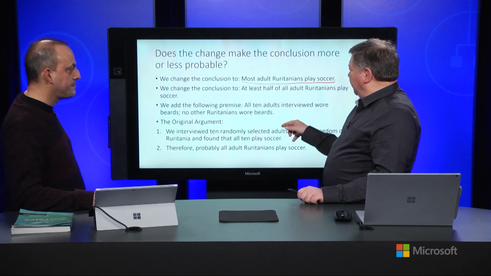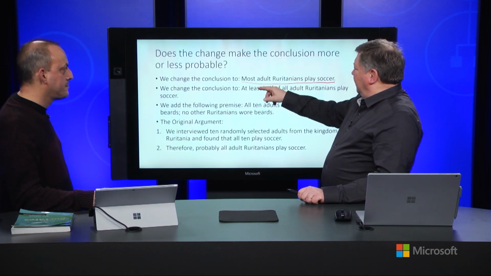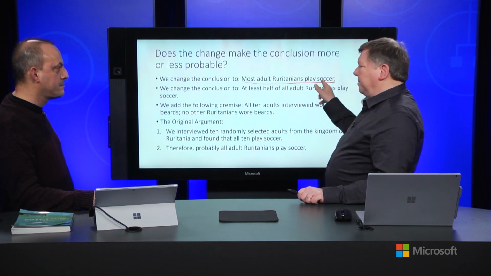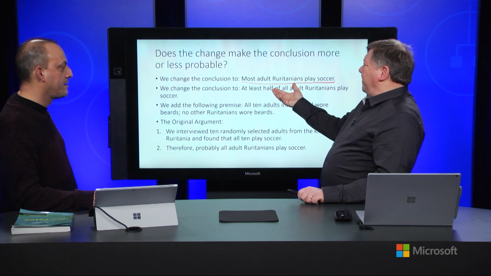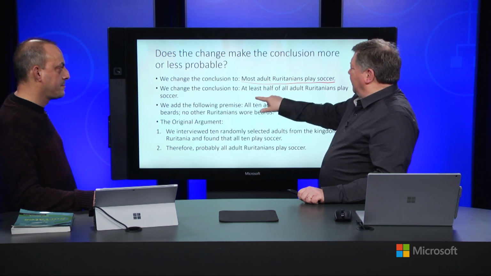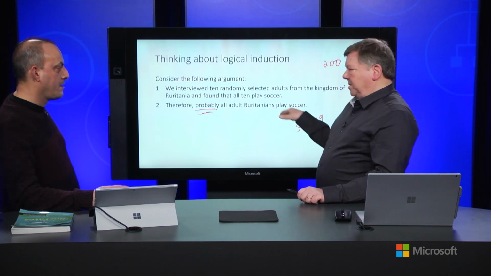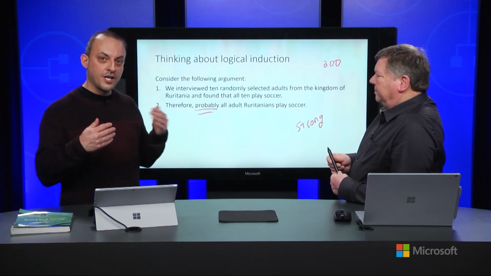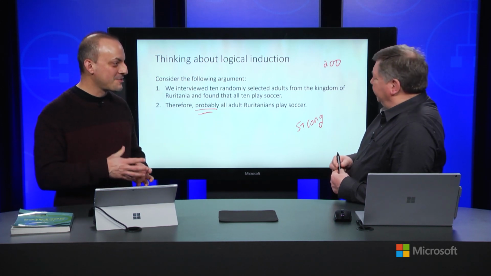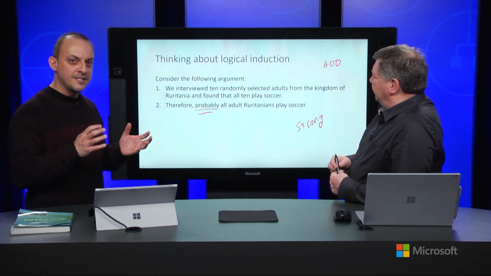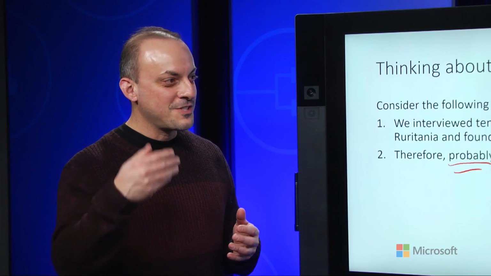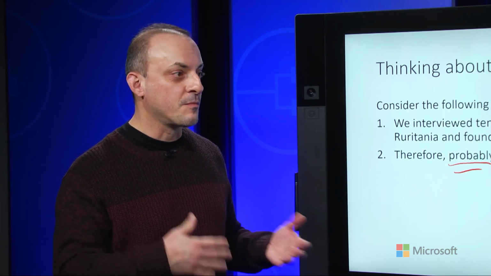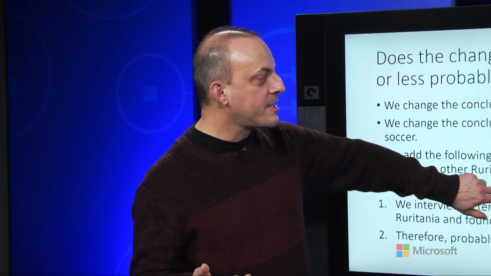But in this case, if one adult Ruritanian doesn't play soccer, it's still true that most of them do. So we have more chance that this is true based on the evidence than that is true. That more chance means that the argument is stronger. It's a stronger inductive argument, even though it might seem intuitively opposite. You see a weaker phrase, a weaker term, and you automatically think that the argument is weaker, but that's not how it works. The weaker term actually makes the argument stronger.